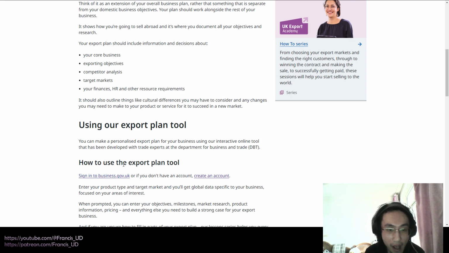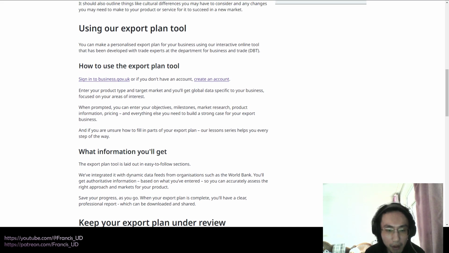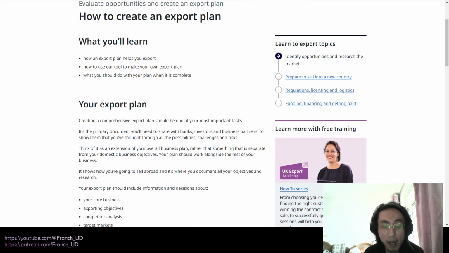How to use the export plan: sign in to business.gov.uk, or if you don't have an account, create an account. Well, if my memory still serves, this website used to have a rather different domain name called great.gov.uk.